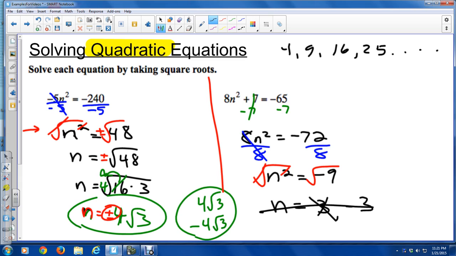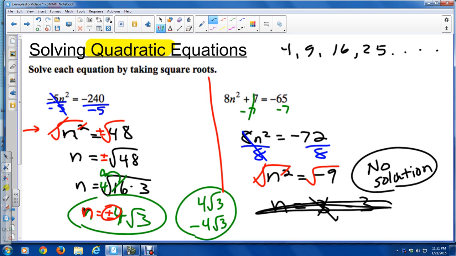So what do we do at this point when we get to a negative number inside a square root? This might start to look familiar from algebra. Right, Matt? We're going to actually just put no solution. There are some quadratic equations that don't have a solution, and it happens when you have a negative inside the square root. So don't get freaked out if that happens.